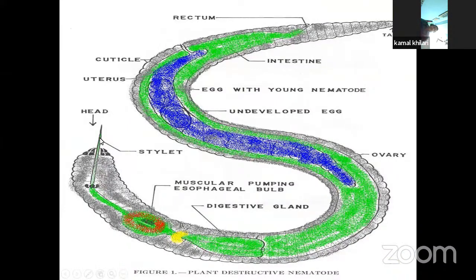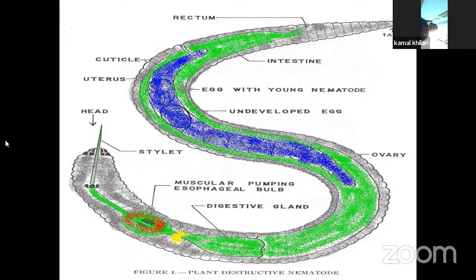This is known as stylet, or a spear. This is a small needle-like structure, similar to the needle of a syringe that a medical doctor uses. They use this syringe for taking a blood sample from the patient, and they may use this syringe for inserting liquid medicine into the body of the human being or patient.